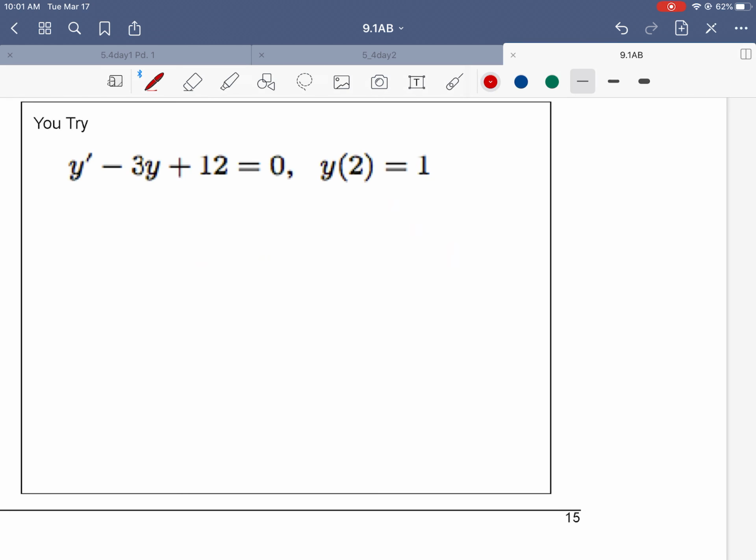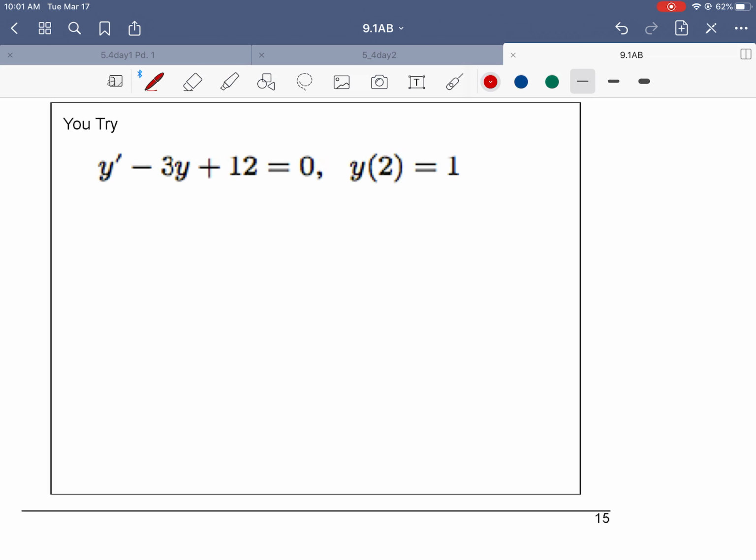Okay, final example for today. Pause it if you want to try this on your own, and then come back.